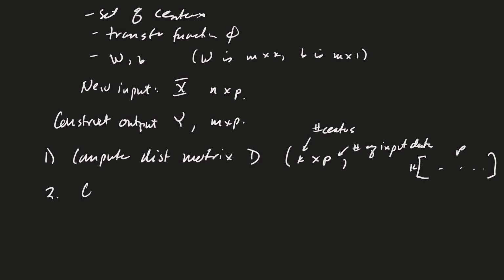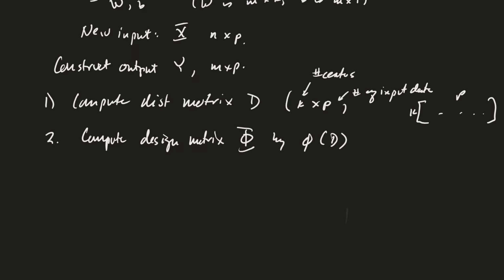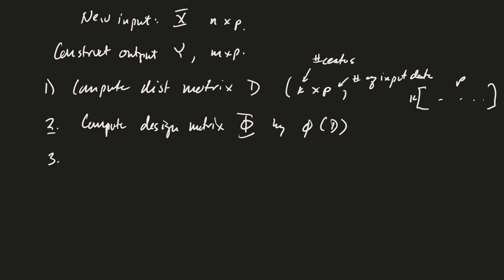2. Compute the design matrix capital phi by taking phi of D. Okay. 3. Once we get that, then Y is equal to W times phi plus B. Done. There you go. All right. So that is the prediction for you. Good. All right.